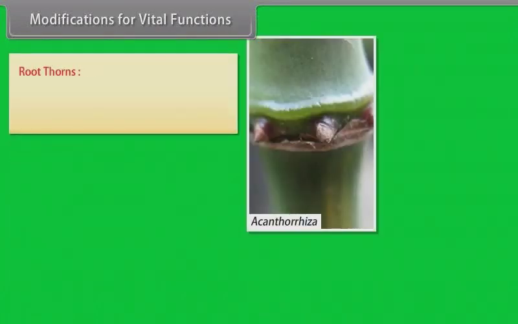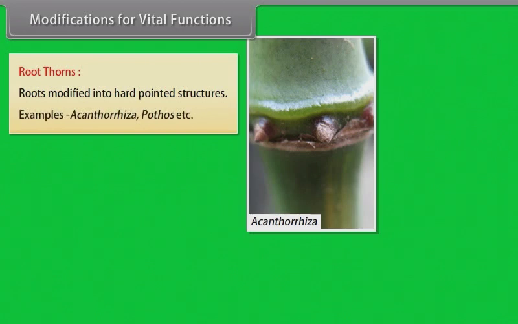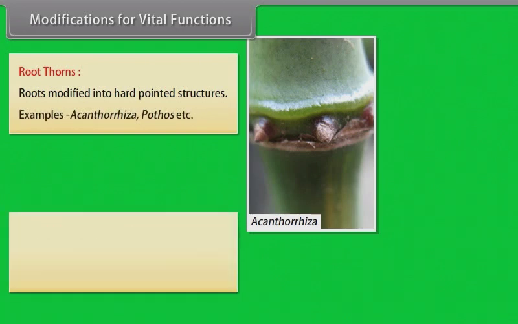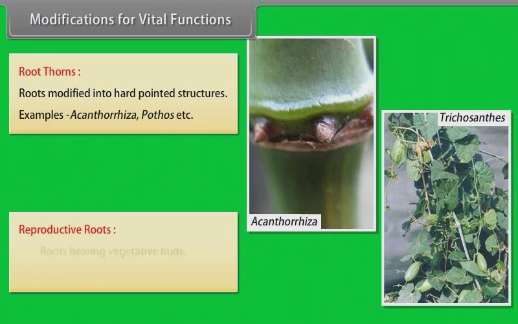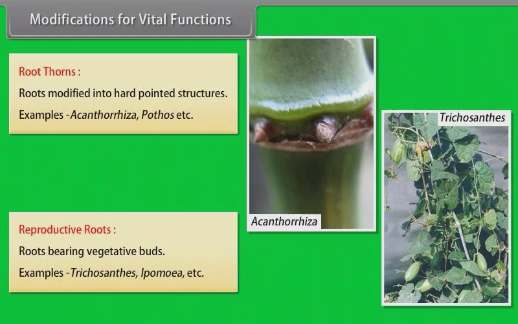Root thorns. Roots modified into sharp-pointed structures. Examples, Acanthorhiza, pothos, etc. Reproductive roots. Roots bearing vegetative buds. Examples, Trichosanthes, Ipomoea, etc.